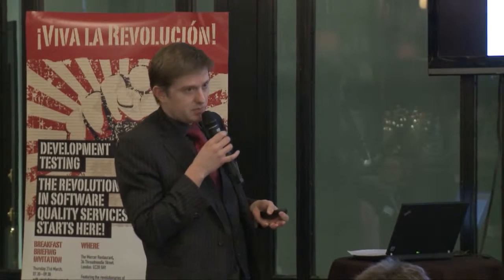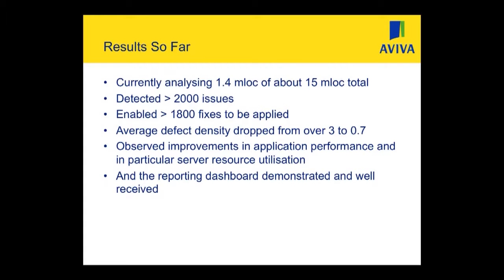Using Coverity, we've got to a point where we're analysing about 1.4 million lines of code of a potential 15 million lines that we're growing and moving our way through adoption on. We've found over 2,000 issues and applied 1,800 fixes. We found those at a point in the process where they were significantly cheaper to fix than if we found them in later stages of the test cycle or even production.